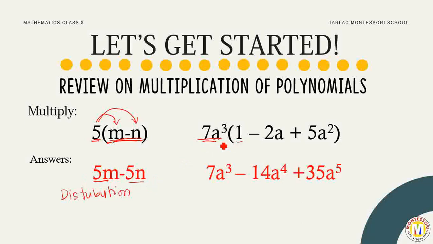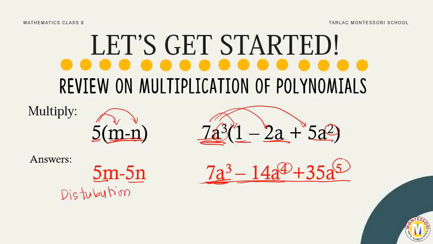On the other hand, we have 7a raised to 3 multiplied to 1 minus 2a plus 5a squared. The same process, we're going to distribute 7a raised to 3 to all of the terms of the polynomial inside the parentheses to arrive at this particular answer. Now, 7a raised to 3 multiplied to 1 is 7a raised to 3. 7a raised to 3 multiplied to negative 2a would be negative 14a raised to 4. You can observe here that we added the exponents, so that is a rule: when you multiply polynomials of the same base, you add the exponents. The same process happened on the last term.